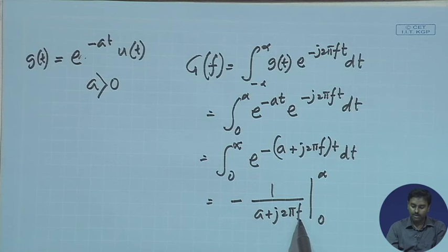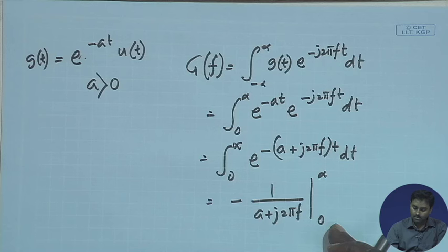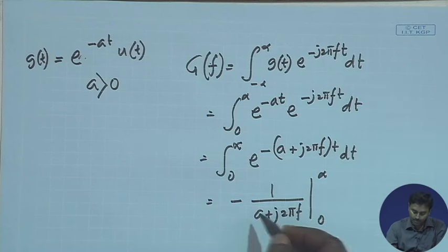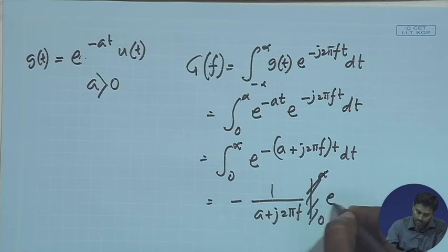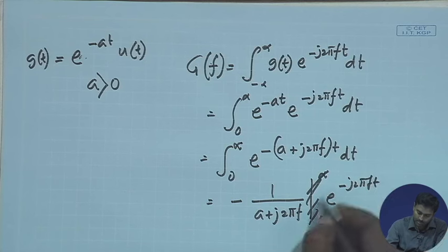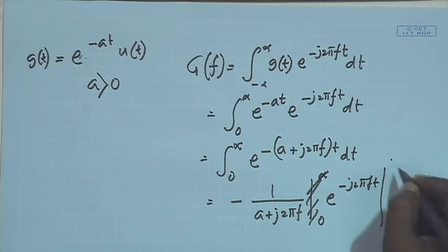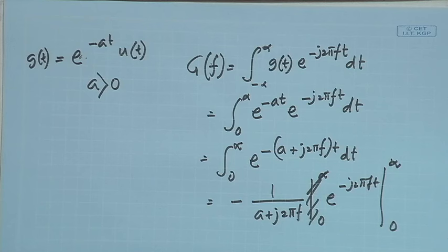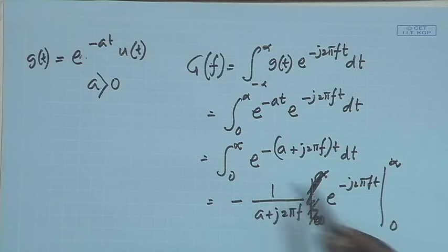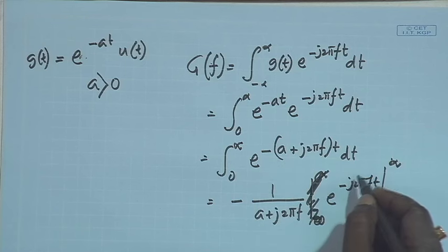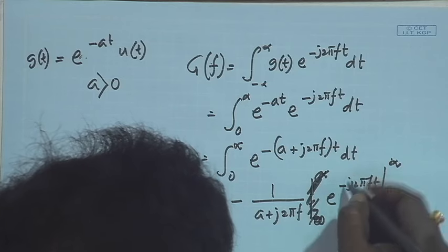At infinity, this goes to 0, so we do not have a value there. At 0, wait a second, I have not done it correctly. Yes, evaluated between 0 and infinity. If I put infinity, this becomes 0. So, this is the integration: 1 by that coefficient, e to the power minus j, and of course that a should be there, sorry.